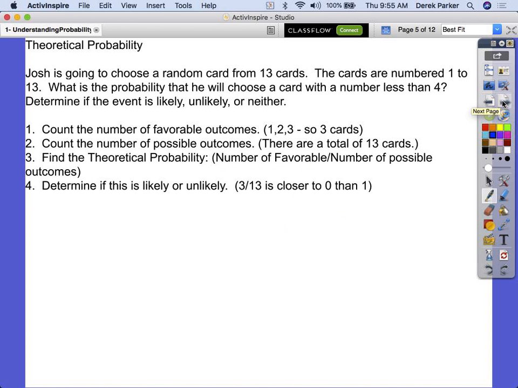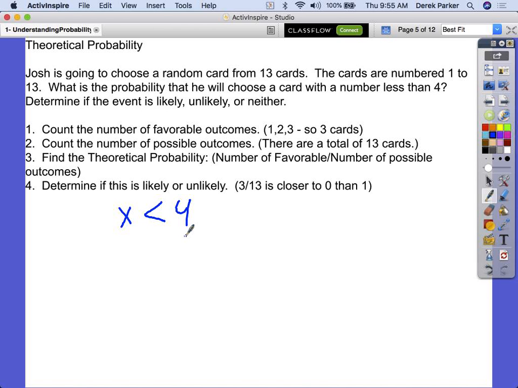Theoretical probability. Once again, Josh is going to choose a random card from 13 cards. The cards are numbered 1 to 13. What is the probability that he will choose a card with a number less than 4? Okay, now we have to think to ourselves, does 4 count as less than 4? No, it does not. It is an inequality. So we are looking for x less than 4. Any number that is less than 4 is going to be in this probability problem.